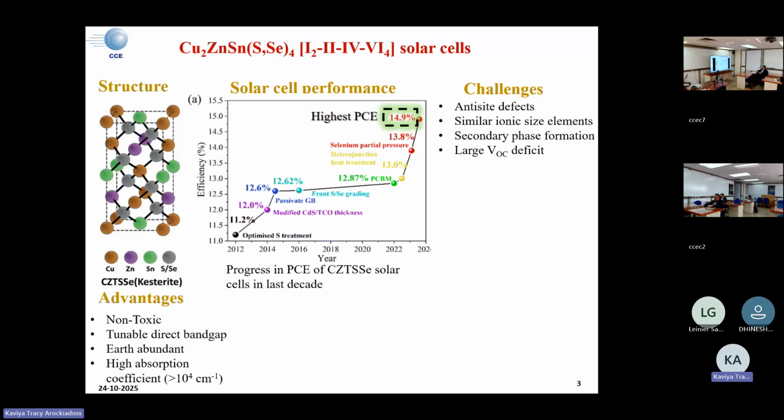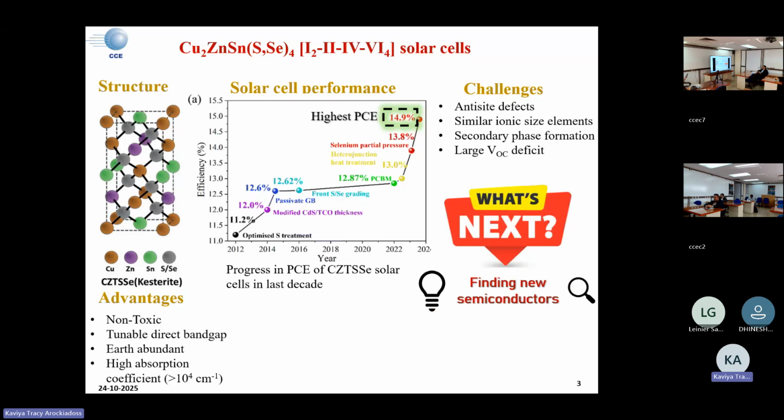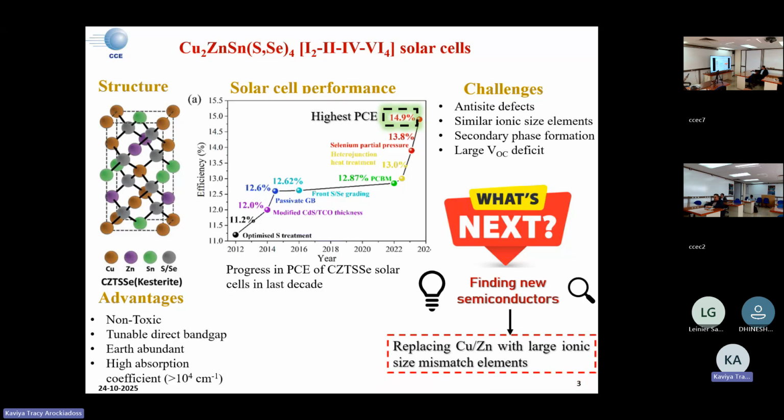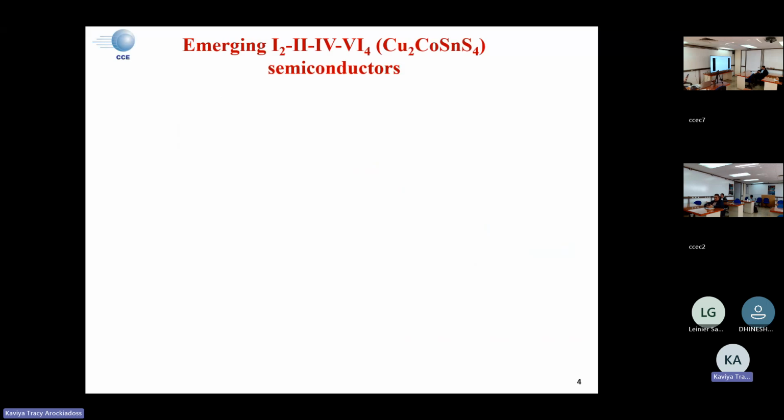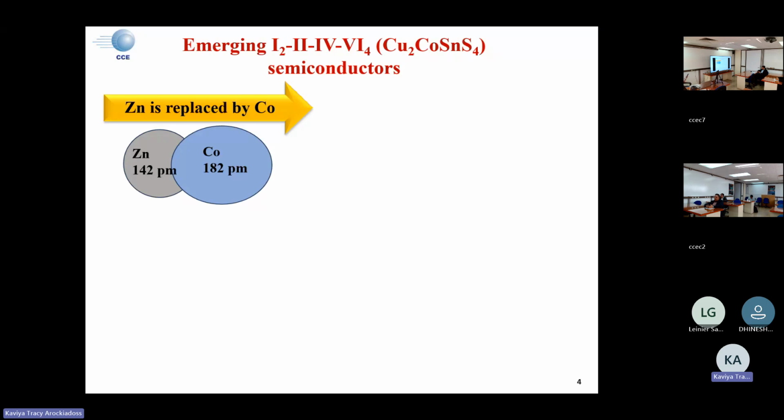Because of the similar ionic size of elements, that is the similar size of copper and zinc, there is large secondary phase formation, and as a result there is a large VOC deficit which reduces its performance. So what can be done to overcome the problem in this material? We can find new semiconductors by replacing the copper or zinc with elements having a large ionic size mismatch. In this concern, copper cobalt sulfur semiconductors are emerging due to the large ionic size mismatch between zinc and cobalt.